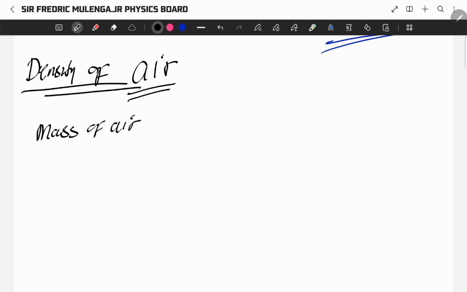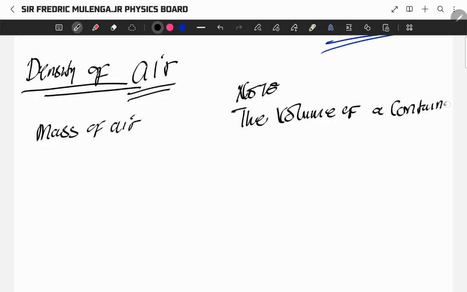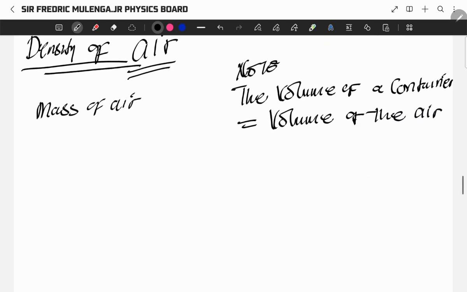Then we'll find the volume of air. Okay, so there's an important note that you should know. You should note that the volume of a container in which you've placed your air is equal to the volume of the air. Okay, you should note that. It's important to note that.